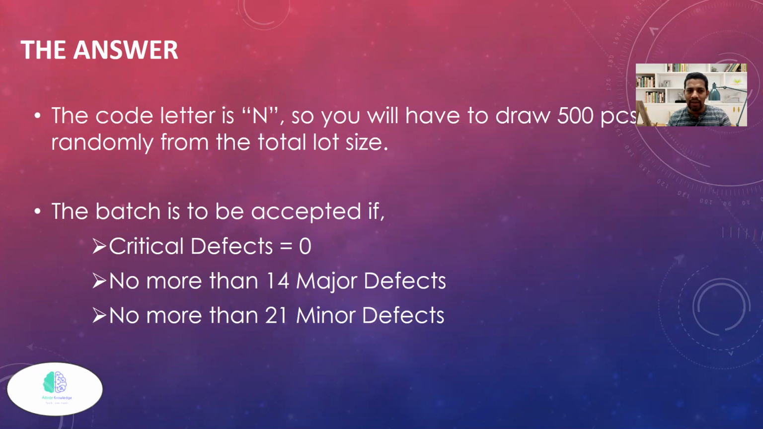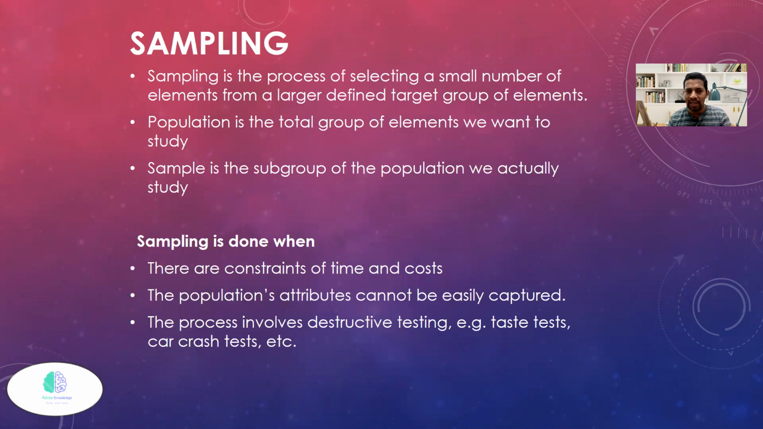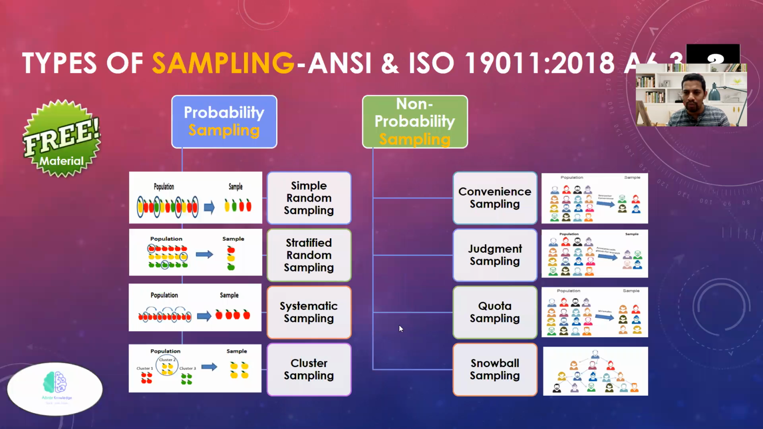So let's see what we have in part 2. In part 2, we're going to talk about sampling. Sampling, as we all know, is done for various reasons: constraints of time and cost, the population attributes cannot be easily captured, and the process involves destructive testing. Therefore, sampling is used.